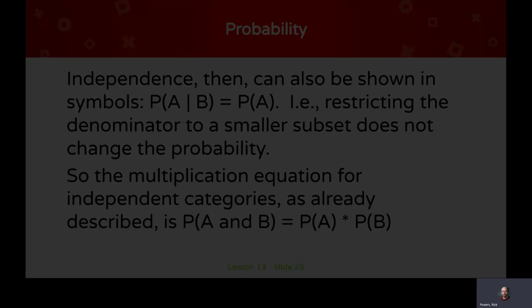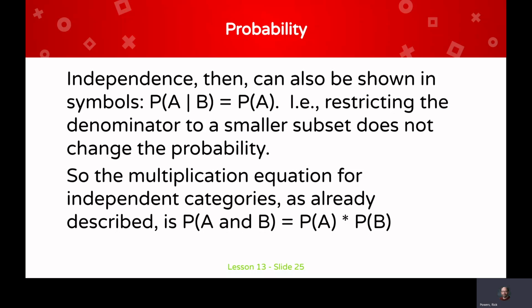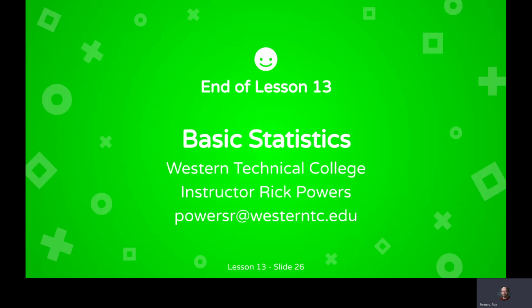Independence then can also be shown in symbols. The probability of A given B is just equal to the probability of A. That is, restricting the denominator to a smaller subset does not change the probability. So the multiplication equation for independent categories, as already described, is the probability of A and B is the probability of A times the probability of B. End of lesson 13.